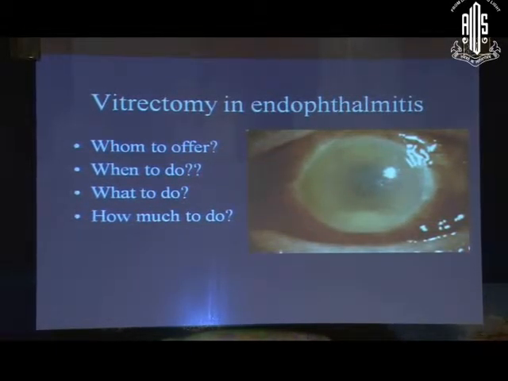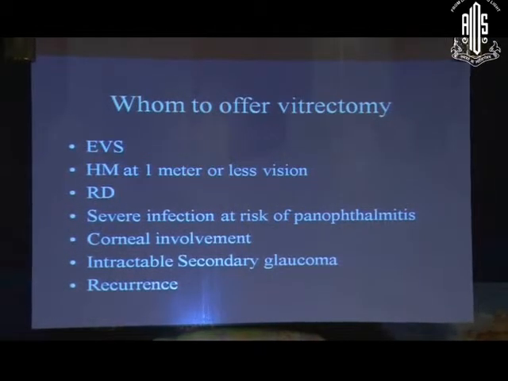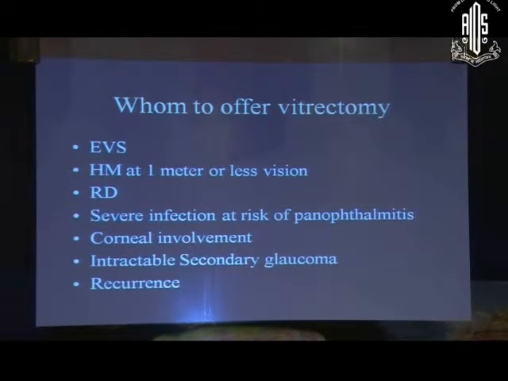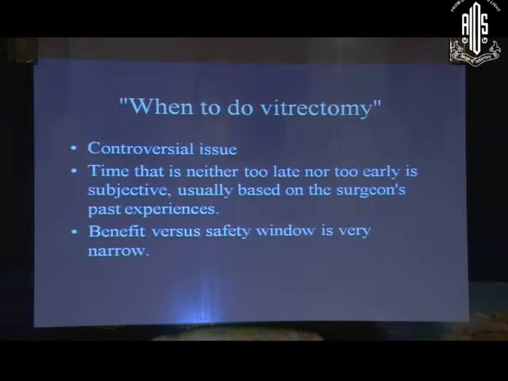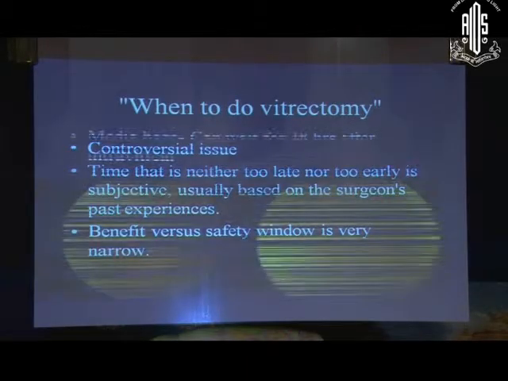So the questions are whom to offer, when to do, what to do, and how much to do. The Endophthalmitis Vitrectomy Study has told us that hand movements at 1 meter or less vision is an indication for vitrectomy. If there is a retinal detachment, severe infection, risk of panophthalmitis, corneal involvement, or intractable secondary glaucoma, all these are indications. Now, when to do vitrectomy is always controversial, but it should not be too late, because you will not be able to salvage the eye or vision. That benefit versus safety window is very narrow.